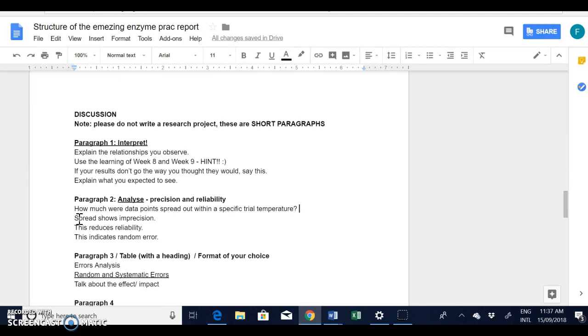You talk about that for specific temperatures, within each specific temperature. Not the overall scattering effect, just within specific temperatures. So you might have really imprecise results for a trial at 20 degrees, but really precise results at 50 degrees. Explain that, talk about that. Just say that and say how you've shown that in this discussion. Do refer to your data, okay? You can refer to specific data points. That's great.